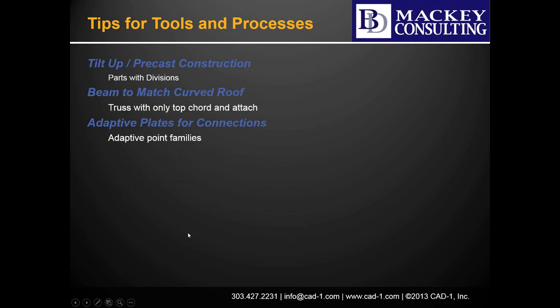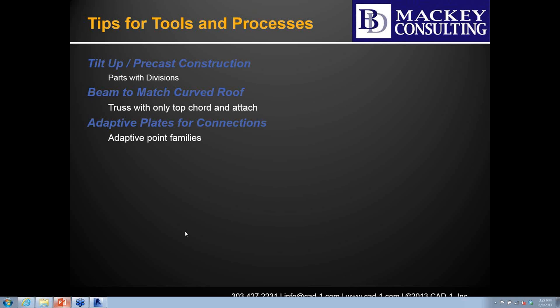Okay, so my next slide. Somebody had actually posted on the LinkedIn Revit Structure group that they would love to see tilt-up/precast construction. So how do you do precast construction? How are you doing tilt-up in relationship to walls? It'll actually work for columns too, if you wanted to do this next feature I'm going to show you.